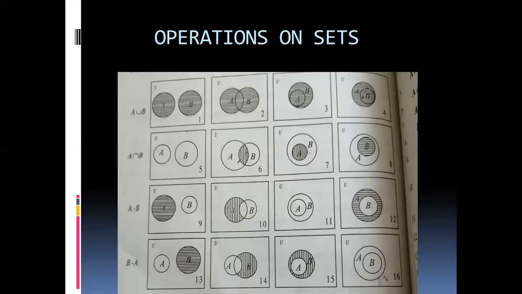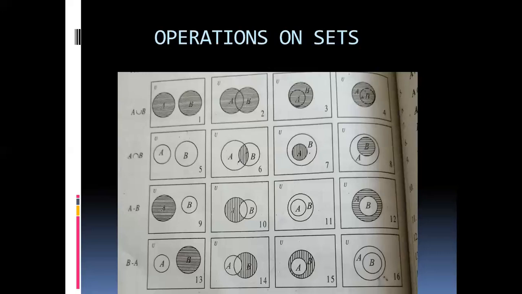Now again come to the second diagram. Second rectangle, and you see in this column 2, 6, 10 and 14. These are all overlapping. Overlapping sets mean the sets in which maybe 2 or 3 elements are common. So according to the overlapping sets, the diagram will be like this. Some portion is common between A and B.